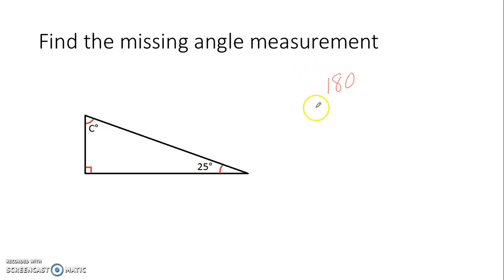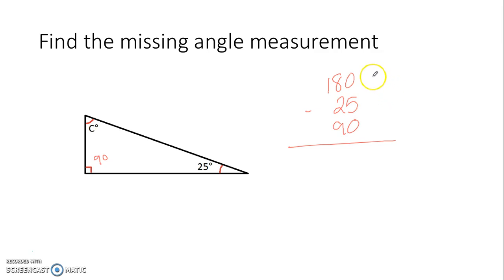This is very similar to what we did with our supplementary and complementary angles. In this case, supplementary angles, 180 degrees. All right, so 180 minus 25 minus, and remember this little box right here is 90. So we're subtracting 180 minus 25 minus 90.